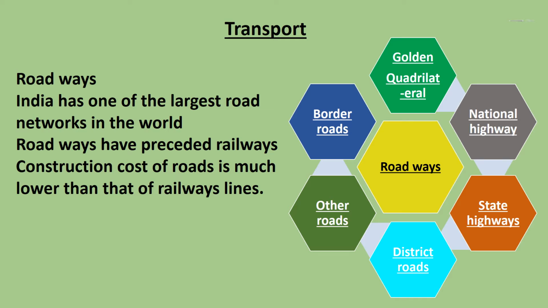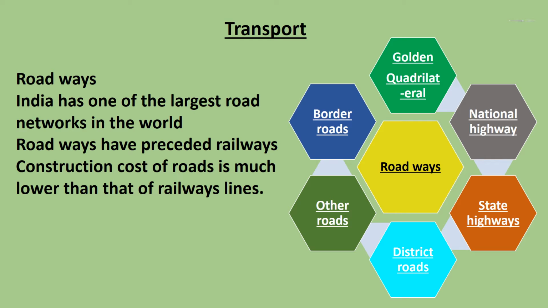Transport, roadways. India has one of the largest road networks in the world. Roadways have preceded railways. Construction cost of roads is much lower than that of railways lines. Children, road transport is also used as a feeder to other modes of transport, such as they provide a link between railway stations, air and seaports.